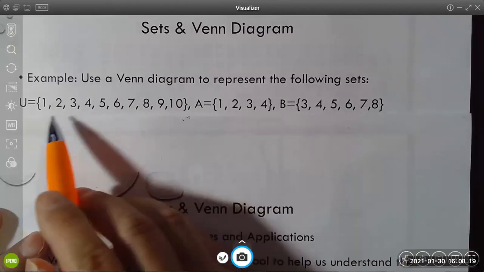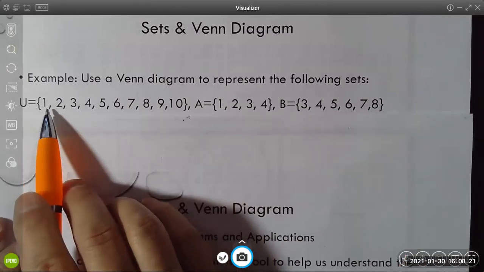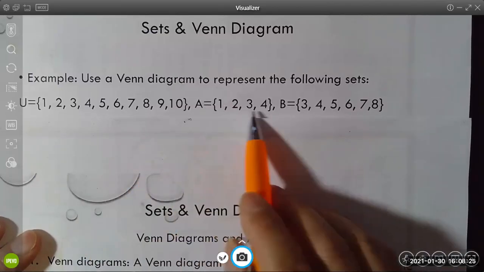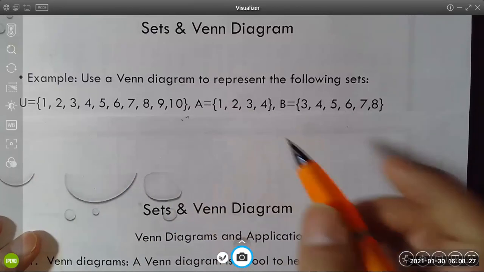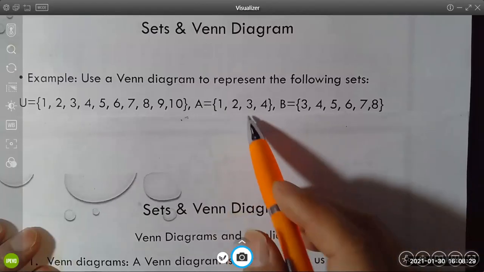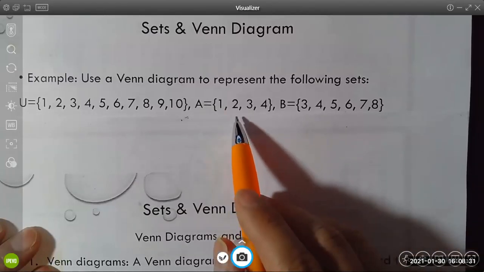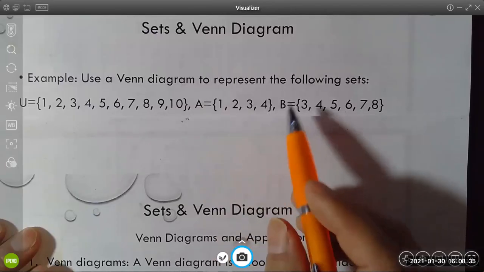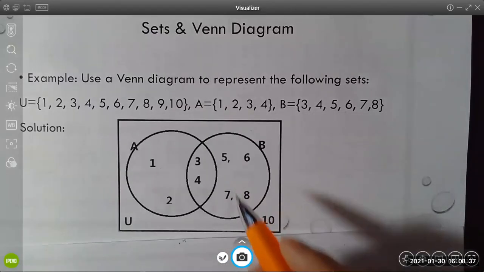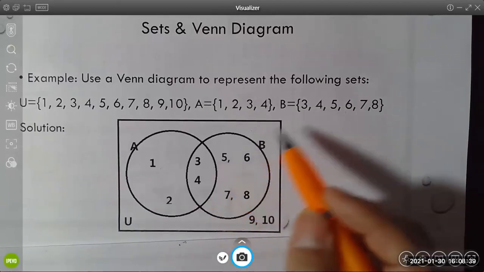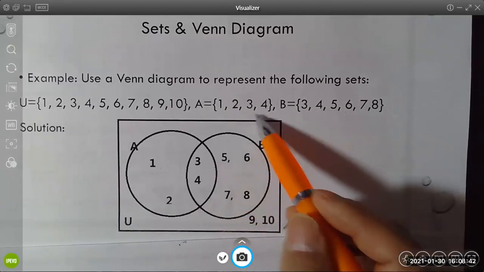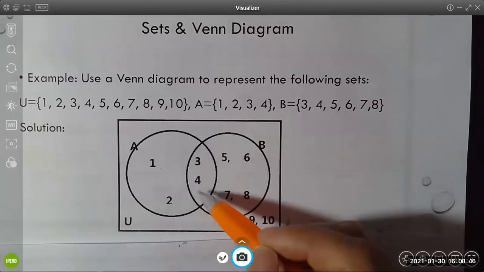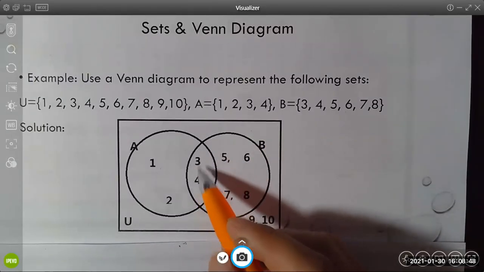First, we have a universal set, which has 1 through 10, and two individual sets, A and B. Notice that we have common elements between A and B, which are 3 and 4, right? So look at how we draw that. 3 and 4 are in the common area between A and B. So this part represents the common area. That's why I put 3 and 4 in here.